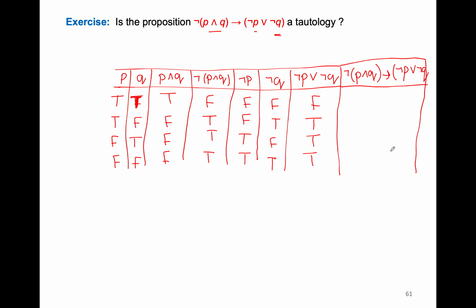Now let's find the final expression. So we will be looking at here and here. If false, then false is true. If true, then true is true. If true, then true is true. If true, then true is true. And here we can say that this expression is a tautology. And tautology means when the expression we've got has only one truth value, which is true.